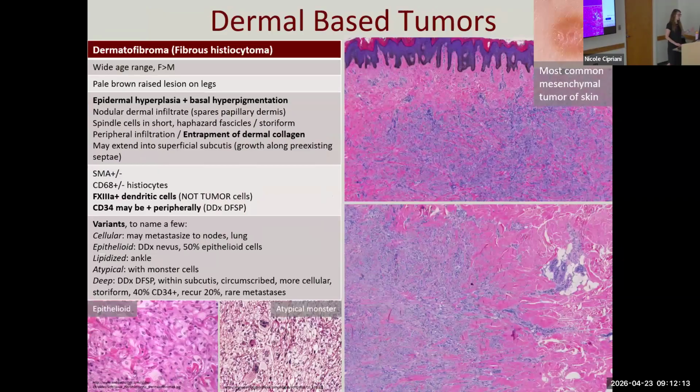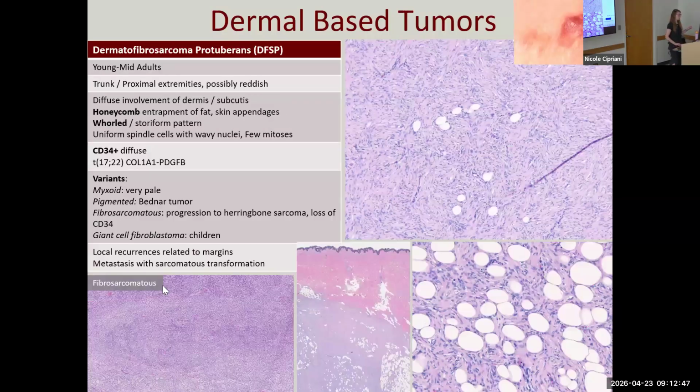All right, charts. Okay, fibrous histiocytoma, dermatofibroma, we know as the most common mesenchymal tumor of skin, sessile bumps with hyperpigmentation. Overlying the tumor, you have basal hyperpigmentation with epithelial hyperplasia, infiltrative into the dermis, and trapping dermal collagen. CD34, in some cases, you can have focal expression. I don't usually use immunostains because they're not really helpful to me. Variants include cellular, epithelioid, lipidized, monster, and then the deep cellular.